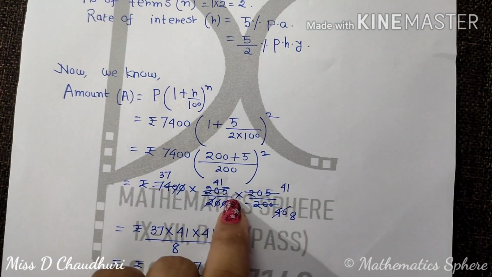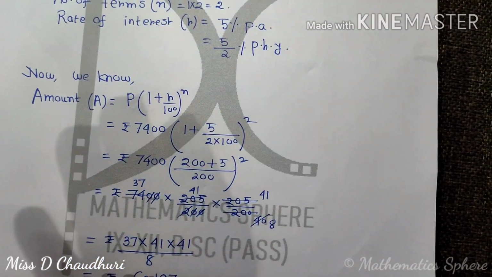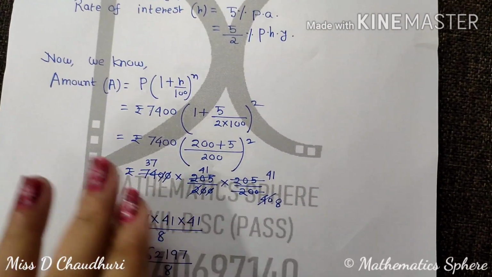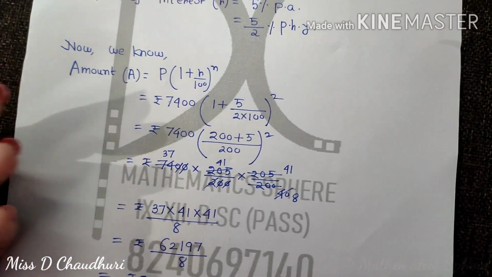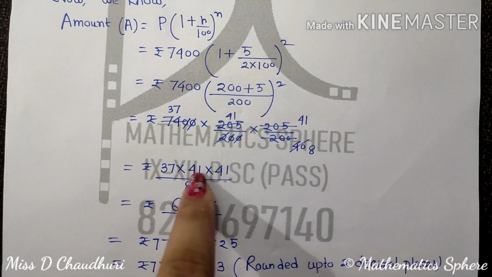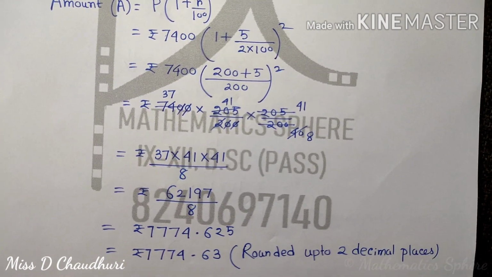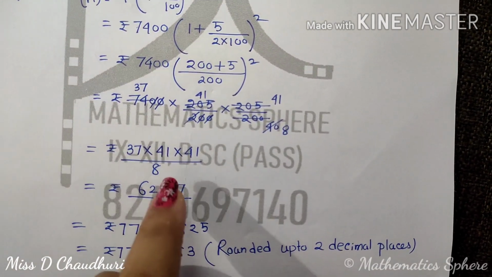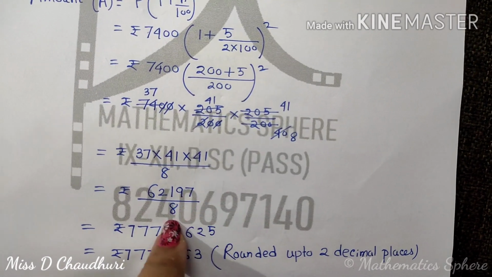Now you cancel these 2 zeros with 2 zeros. Cancel how much is possible. Here I can see that maximum cancellation is possible. You can keep the tens if you want. Now after cancelling everything we get 37 into 41 into 41 divided by 8. Nothing can be done. These are a bit difficult calculations only. You will have to multiply this one. In class 9 it is nothing, and divided by 8.